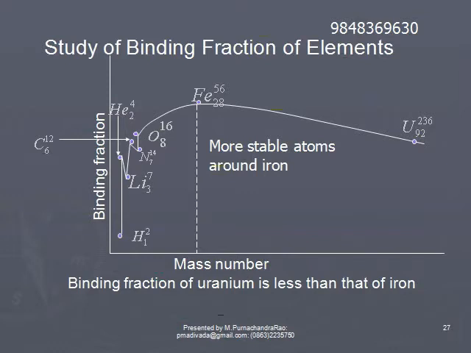For heavier elements, higher than iron, as we go to higher and higher elements, we notice that the binding fraction decreases. So uranium, the highest natural element, has a lower binding fraction compared to iron. Uranium has less binding fraction, not binding energy. Binding energy is of course more, but the binding fraction of uranium is less than that of iron.